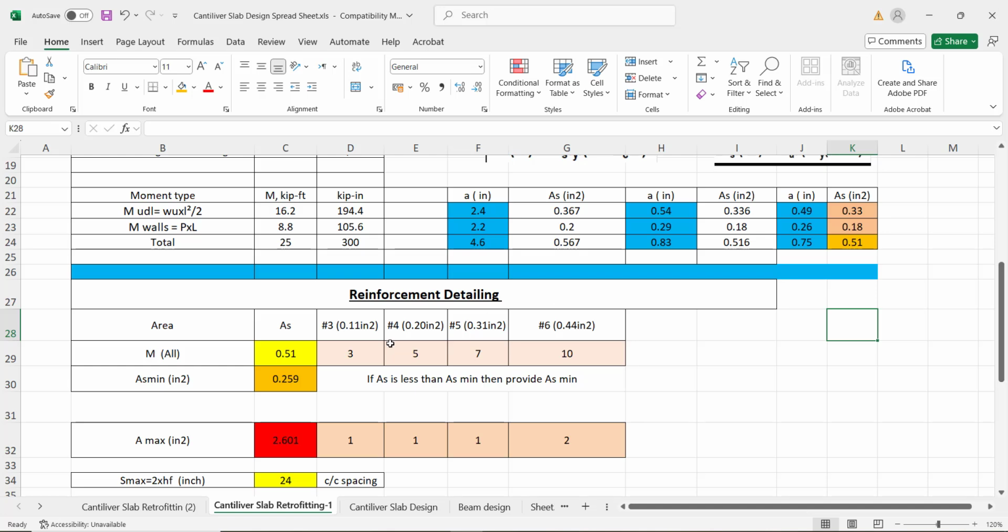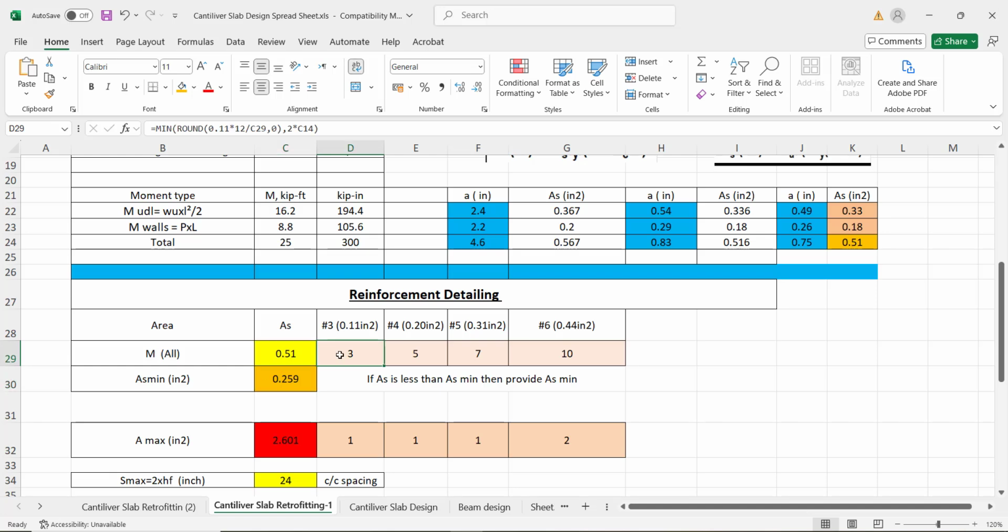Now come to the AS minimum. The minimum area should be calculated. This is required, because if the calculated area is less than the minimum, we have to provide the minimum. So this is 0.0018 into b into h, and this is compared. If AS is less than AS minimum, then provide AS minimum. But here that is not the case, because the area is more than this one.